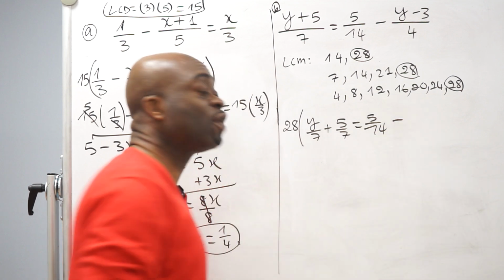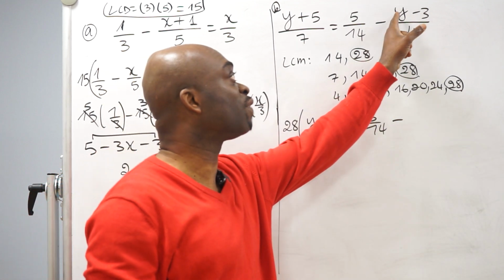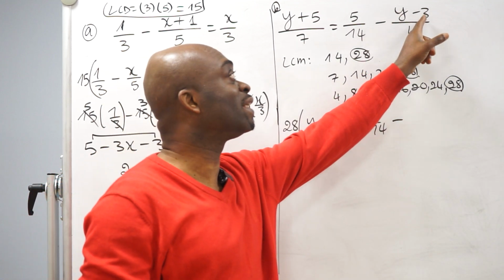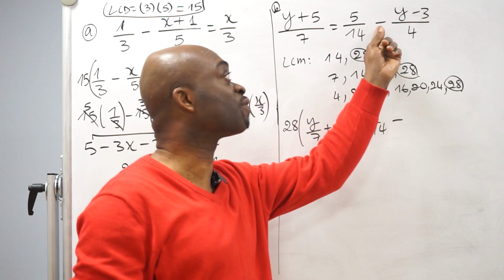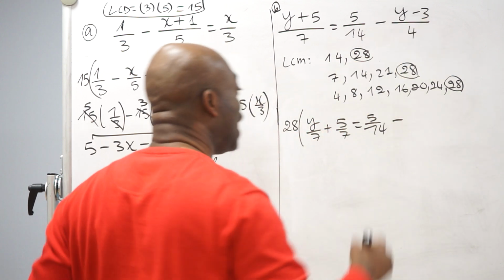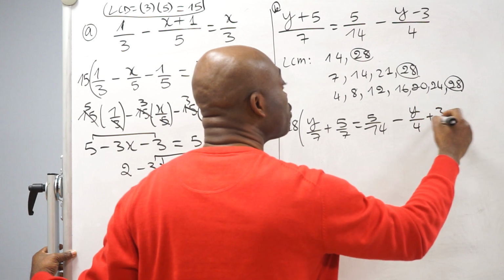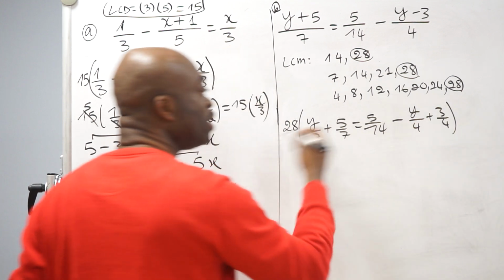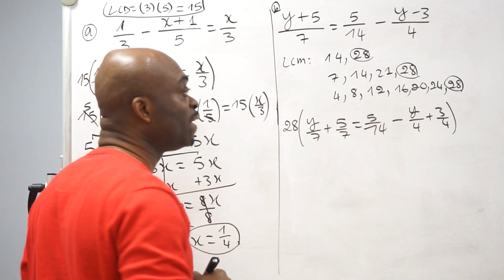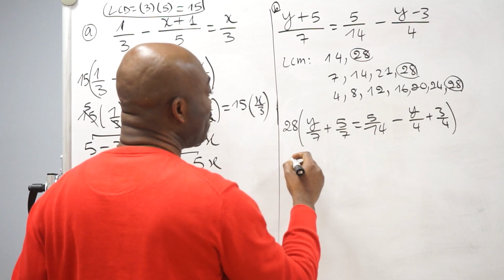So now also over here, we're going to split. Don't forget the sign of the y here is positive and the sign of the 3 is negative. So the subtraction sign, we change into the opposite. So this one becomes negative y over 4 and then plus 3 over 4. So now we multiply the 28 by each of them, right?